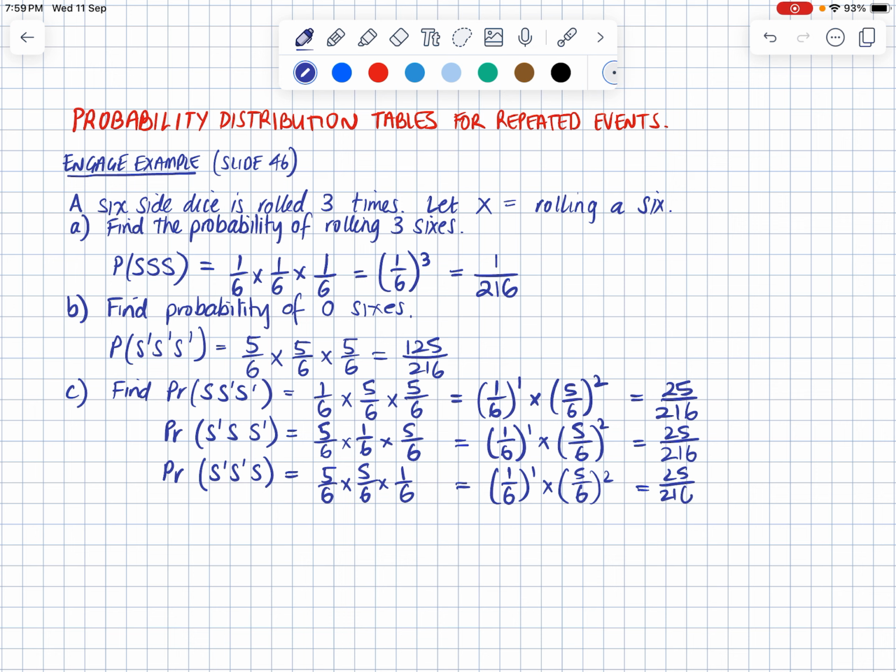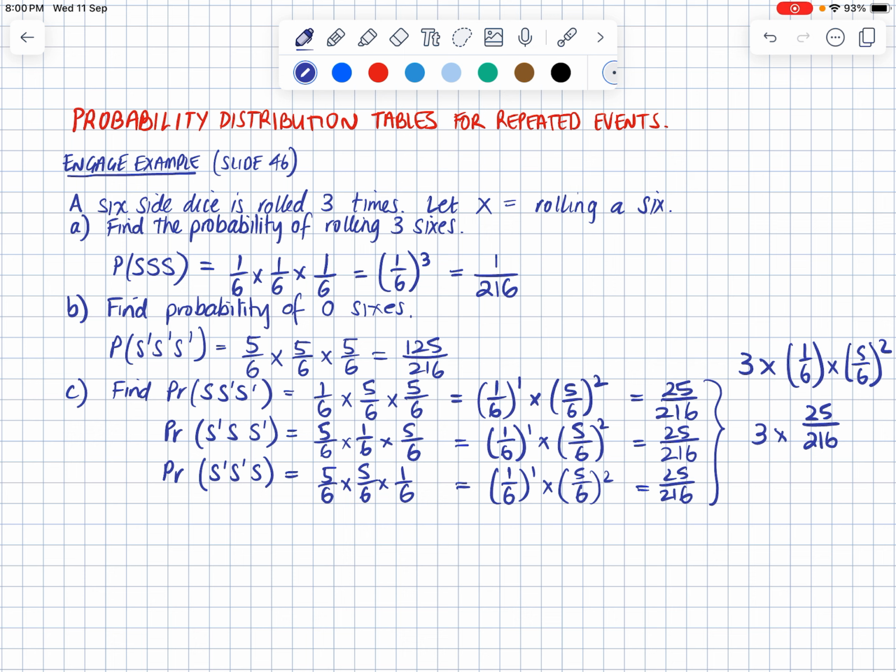And because all of these combinations give me the possibility of rolling one 6, we need to add up all of these answers at the end. But rather than add them, because they're exactly the same, we're going to use repeated addition. We just use multiplication. So we're going to do 3 times 25 over 216, or 3 times 1/6 times 5/6 squared.